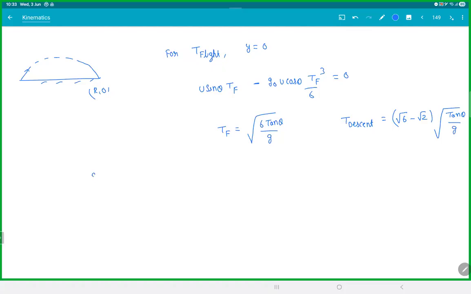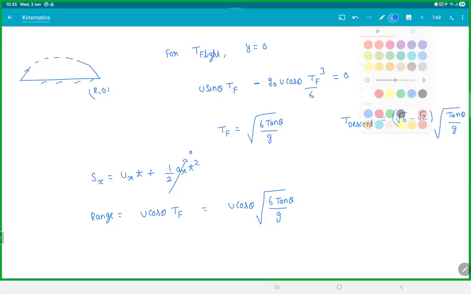What do you want to find? Range? Range is the easiest one. Sx is equal to uxt plus half axt square. Because your ax is 0, the range will be simply u cos theta into time of flight. You can see how many questions they can ask you. Time of ascent, time of descent, all that stuff.